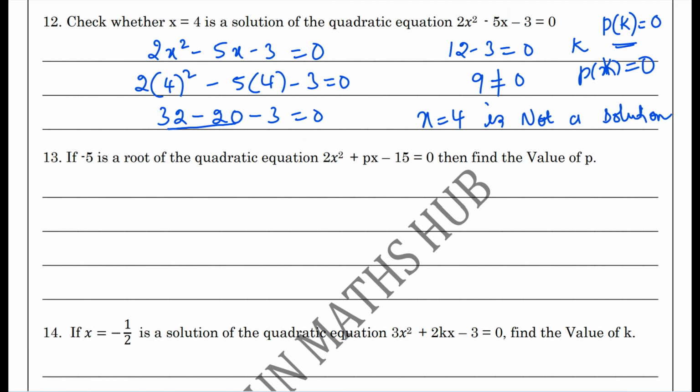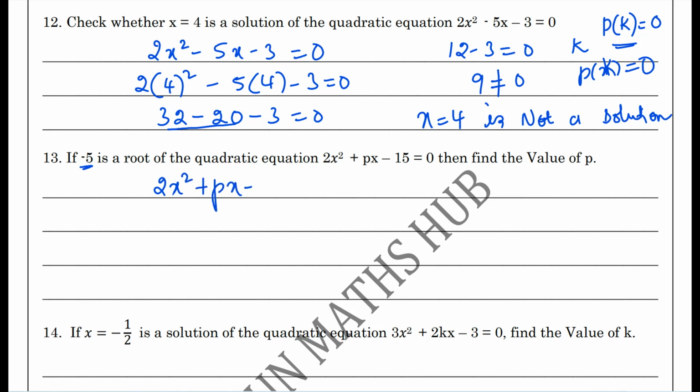If minus 5 is a root of the quadratic equation 2x square plus px minus 15 equals 0, then find the value of p. Then what you should do? Replace the value of x by what? Minus 5. Write down the given quadratic equation: 2x square plus px minus 15 equals 0. Now replace x by minus 5. That is 2 into minus 5 square plus p into minus 5 minus 15 equals 0.